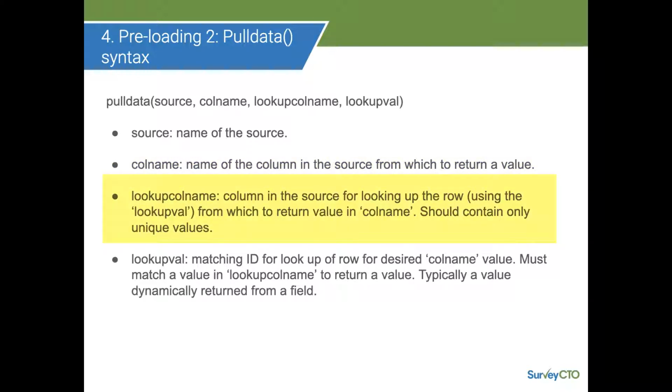The third is lookup col name or lookup column name. This is the column for looking up the row you want with the help of the lookup val, which should contain only unique values. And the lookup val or lookup value, which is used to find matches inside the lookup col name. This is typically a dynamically returned value stored inside a field.